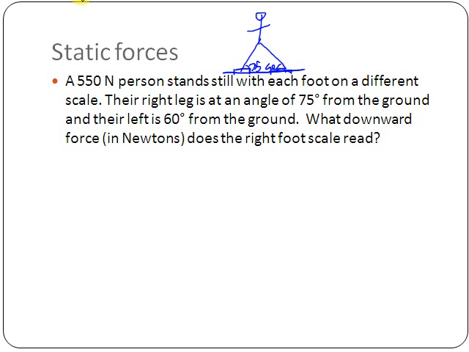And so the question is, what downward force in newtons does the right foot scale read? If we were to put this person as sort of a point here, then we would say that there's a force downward of gravity. Now, what is that gravitational force? Well, it tells us 550 newtons. So there's a 550 Newton force that's going down right there.